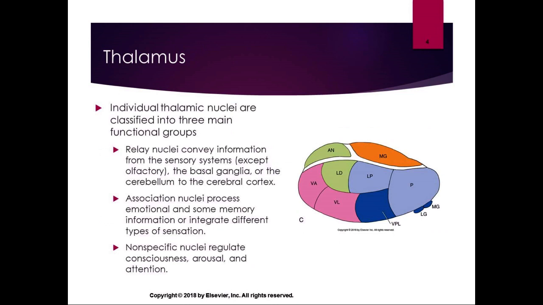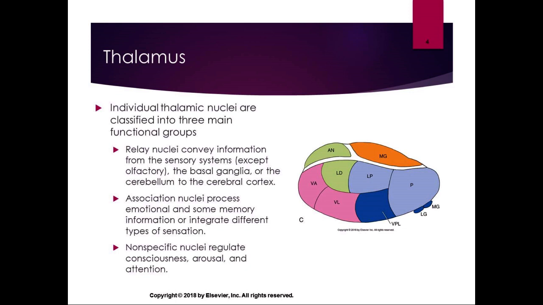So the thalamus itself consists of nuclei, which are groups of neurons. The individual thalamic nuclei are three main functional groups, and I'm not going to expect you to know the individual thalamic nuclei. But the relay nuclei convey information from the sensory system, except olfactory, and the basal ganglia and the cerebellum to the cerebral cortex. So that's easy to remember. They relay that information from other areas to the cerebral cortex.